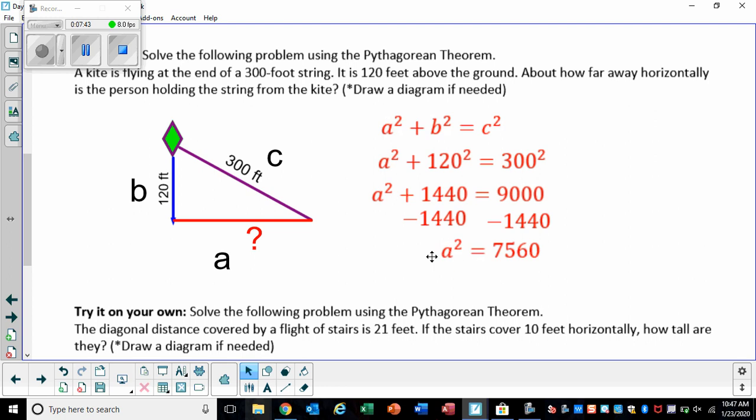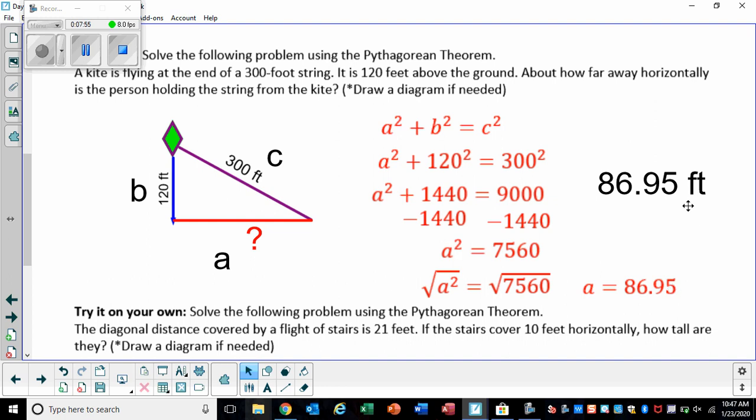To get A by itself, I'm just going to take the square root of both sides, and I do it in the calculator for sure. So it comes out to be A equals 86.95. And then I just wrote it as my final answer with the unit that they gave me, feet. So the distance from where the kite is to where you are flying the kite horizontally is 86.95 feet.